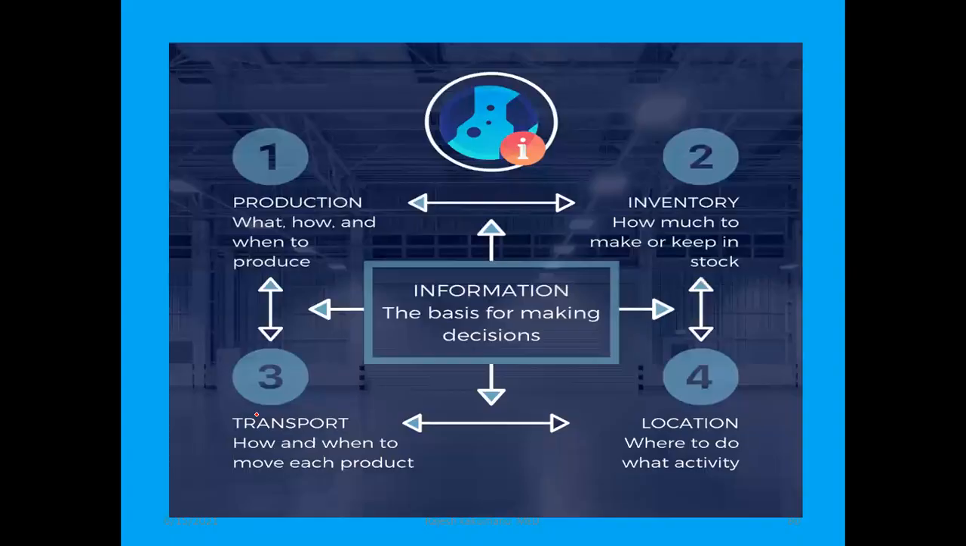Now the drivers of supply chain management are: production driver, inventory driver, transportation driver, location driver, and other drivers. The main drivers are these four main drivers. So information is the basis for making any decisions, and these are the decisions.